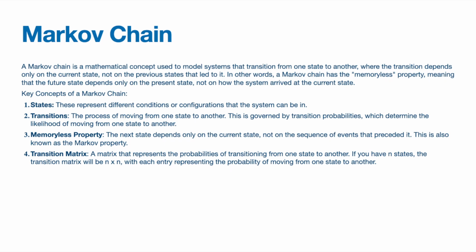Now if you don't know about Markov chain, this is a mathematical concept which a lot of people use to model systems that transition from one state to another. Here the transition depends only on the current state and not on the previous state. In simpler terms, a Markov chain has a memoryless property, meaning the future depends only on the present, right?